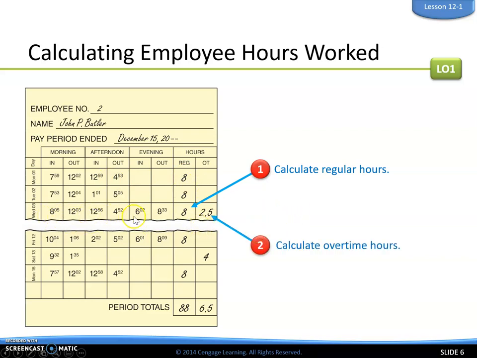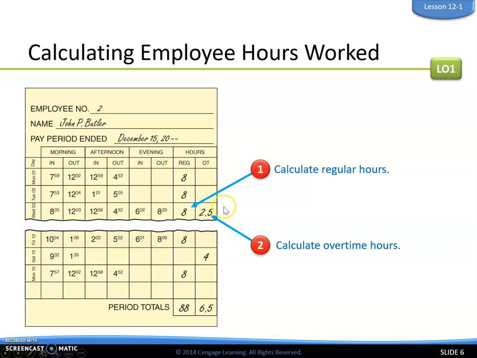Now, when we look at this one, they have that regular workday of 8 hours, but then they're also clocking back in the evening and they're working from 6 to 8:30. So that is another 2.5 hours outside of their regular 8-hour day, and that then becomes overtime hours.